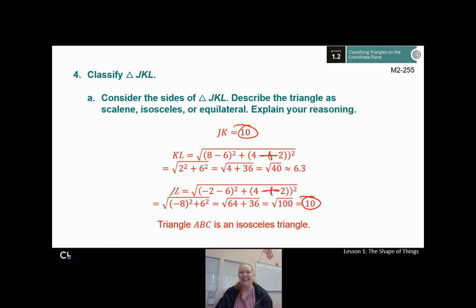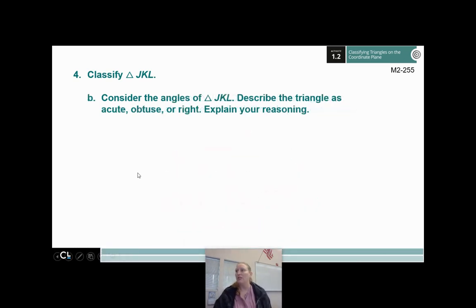All right, beautiful. So now we know that it's an isosceles triangle. We've classified it by its sides. Let's classify it by its angles. We want to know if our triangle is acute, obtuse, or right. You might want to use our little trick from earlier with that Pythagorean thing. I would really recommend it.